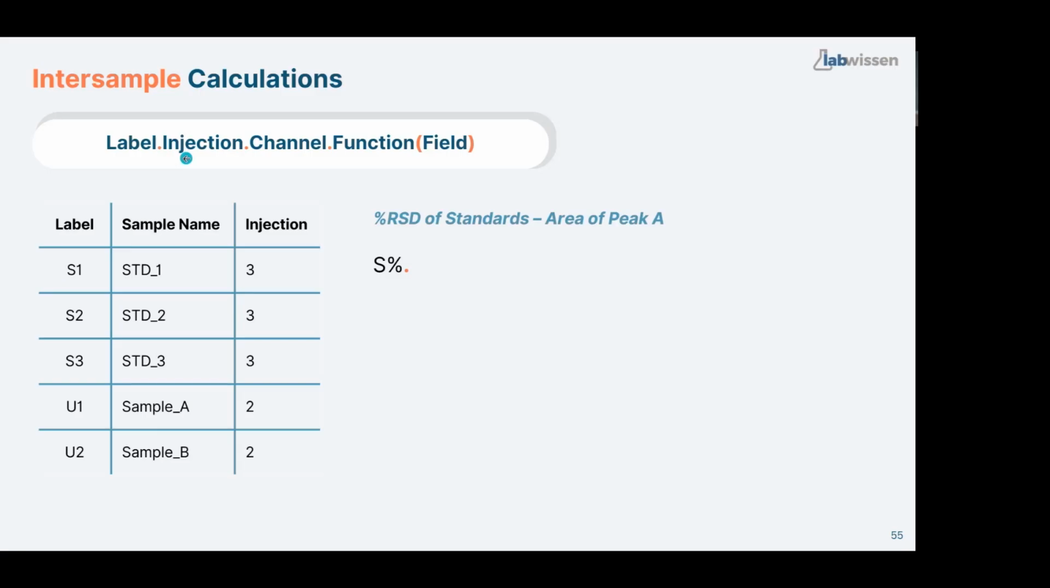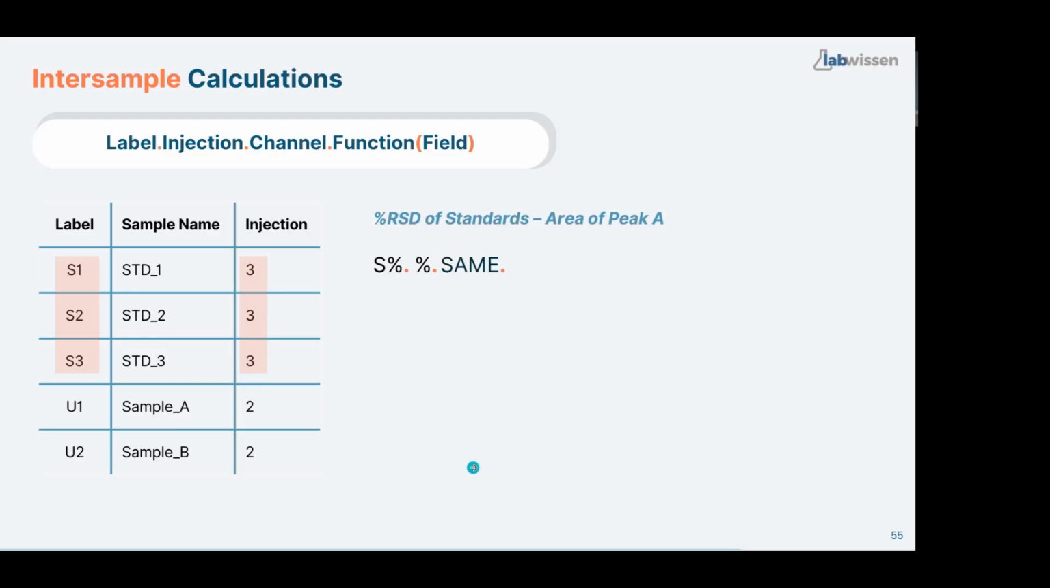Next, injection. I want to calculate it for all injections. So all 3 for each standard. So I have in total 9. Yes. Then I put here percent. So I take all of them. If I wanted to do it only for the first injections, I would put 1 here.